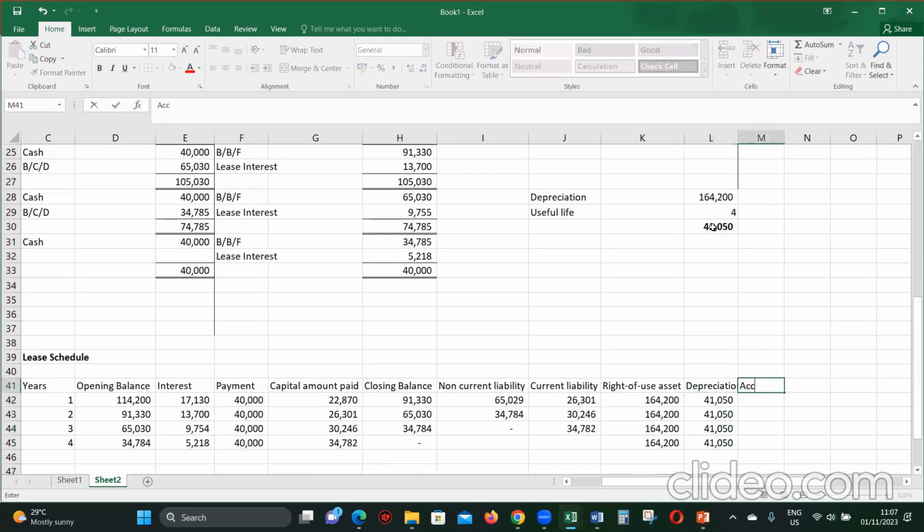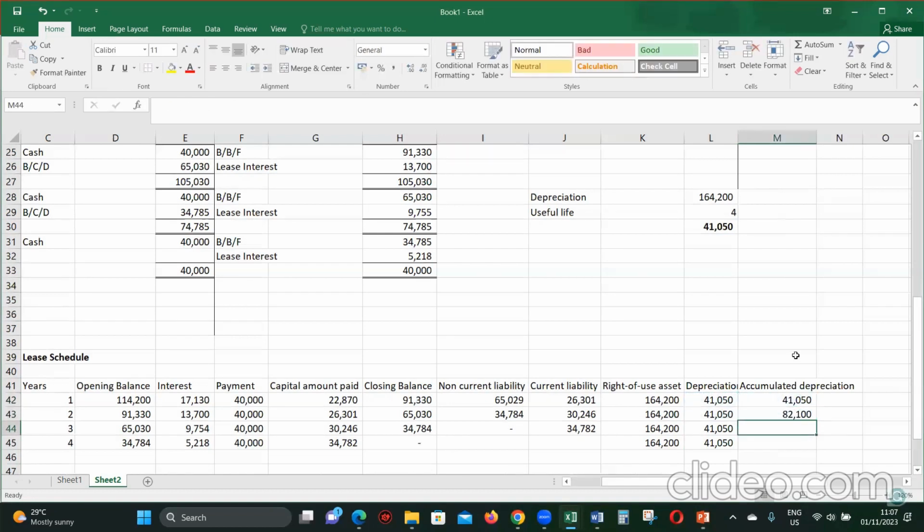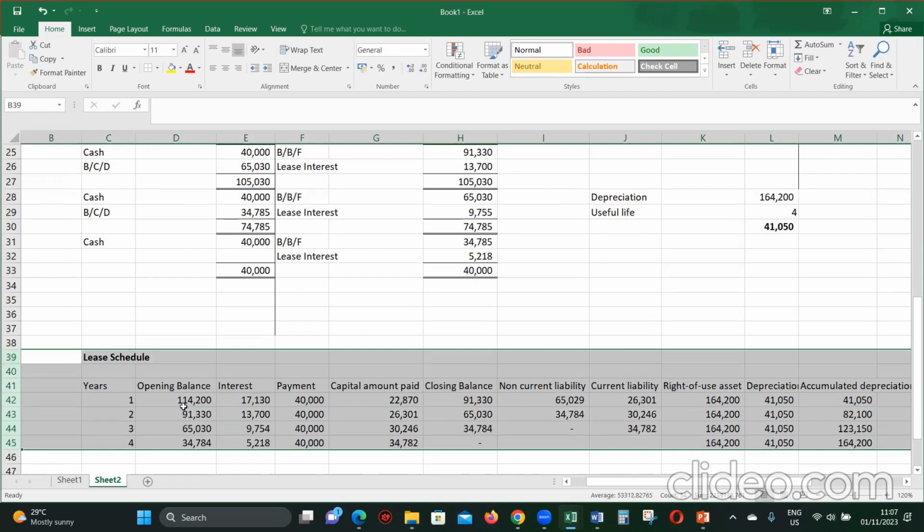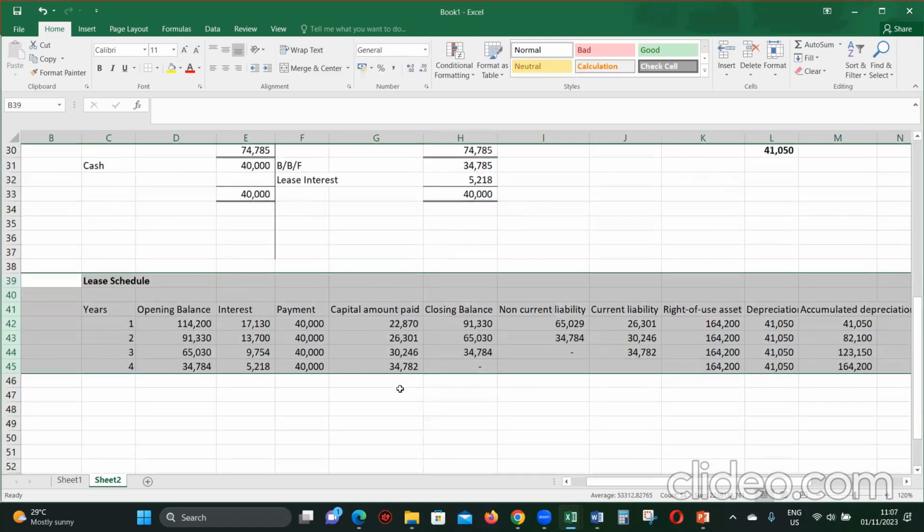What would be the accumulated depreciation? Those are very simple things, right? You have learned in PPE. What is accumulated depreciation? First year, 41,050, then both years, and then all 3 years, 41,050 into 3, and then the total value. This is accumulated depreciation. Now, if you can prepare this lease schedule, then you can very clearly answer all the questions, and it will also be very easy to prepare the extracts of the financial statements.